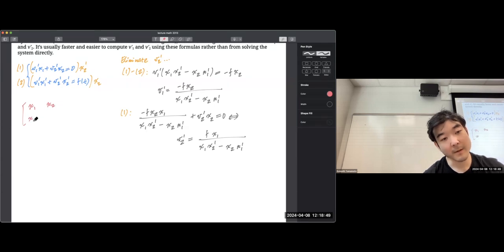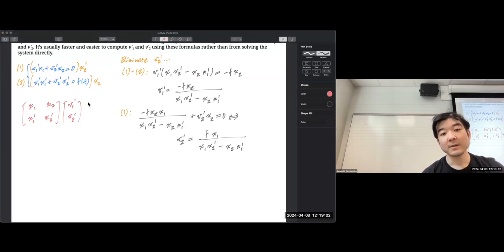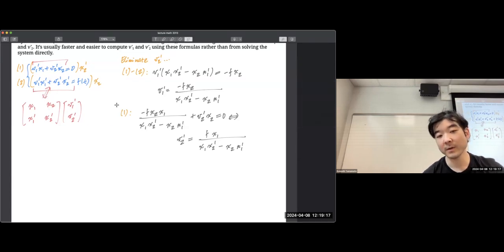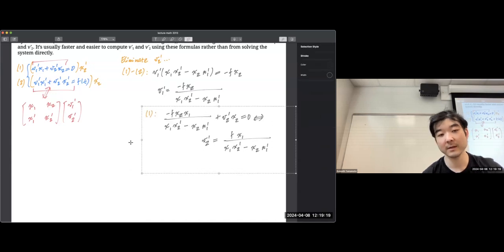x1 prime, x2 prime. And then our unknowns are the solution vectors, what they call v1 prime and v2 prime. Okay, and so this is how you translate this thing right here into a matrix. This is the same thing as that, and it's the same because how matrix multiplication works is, by design, going to make this the same.